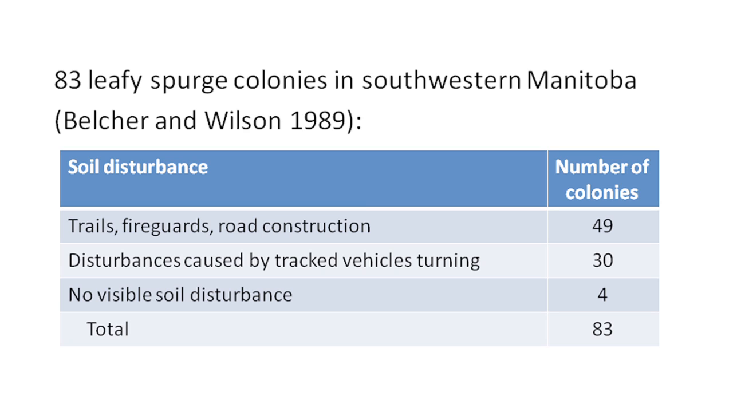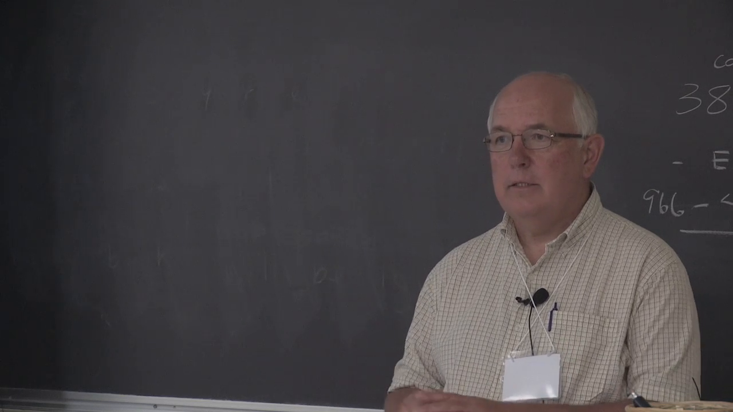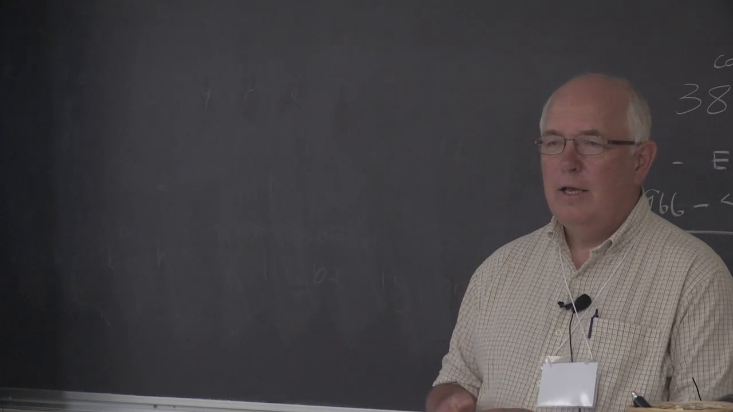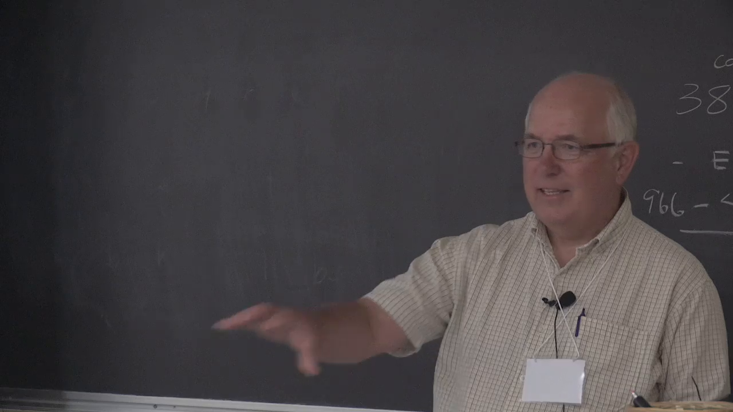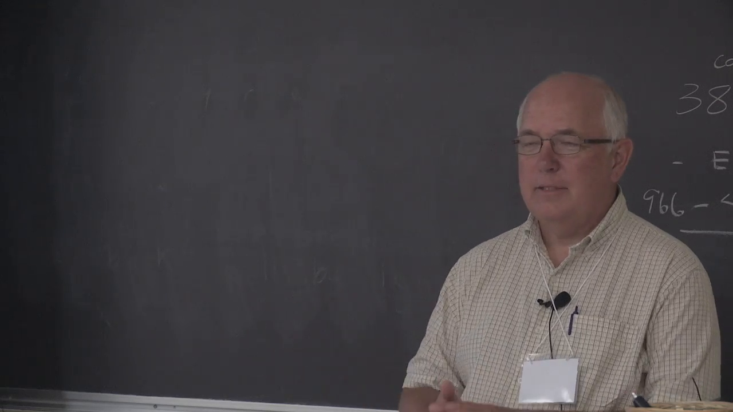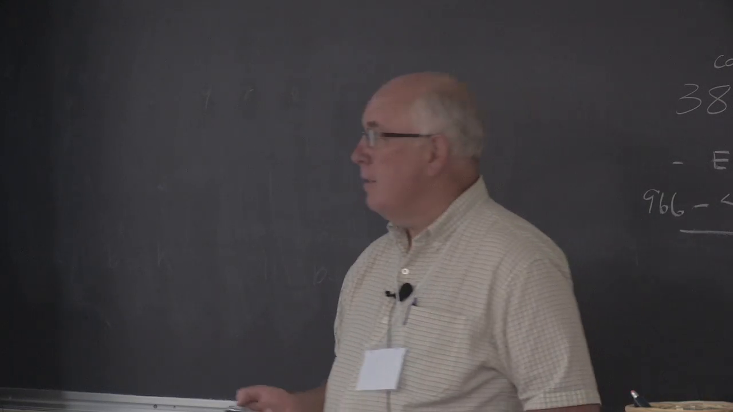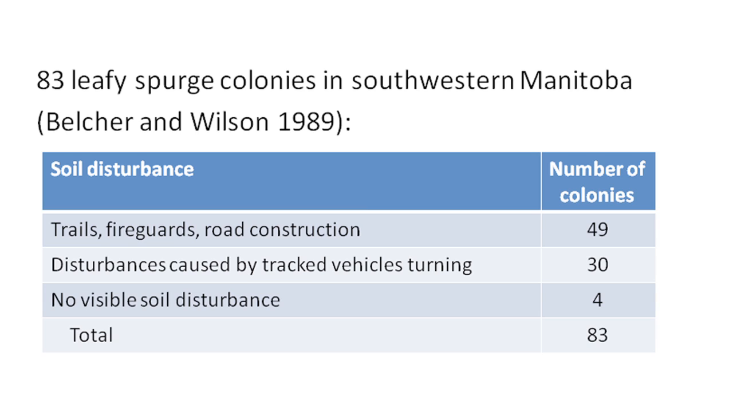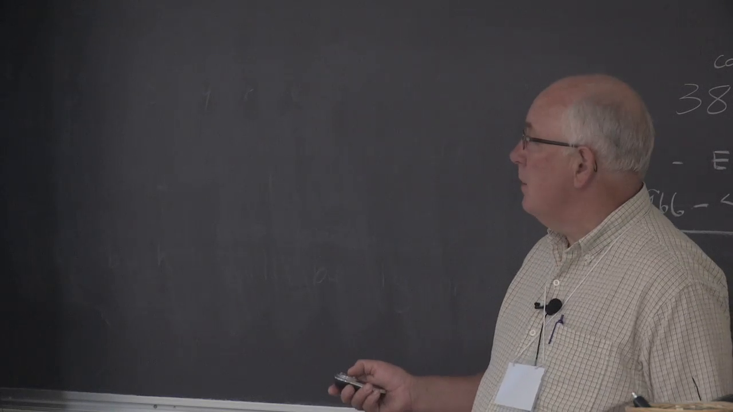Okay. The second biggest category, it says disturbances caused by tracked vehicles turning, which sounds kind of weird, but I realized that part of the area they're looking at was the military base in southern Manitoba, Camp Shilo. So I think that's tanks. The tanks do a big turn and kick up the sand, and that's where the leafy spurge patch starts. Only four patches out of 83 had no visible soil disturbance. So soil disturbance contributes to exotic invasion.